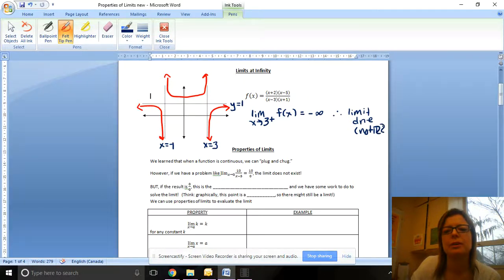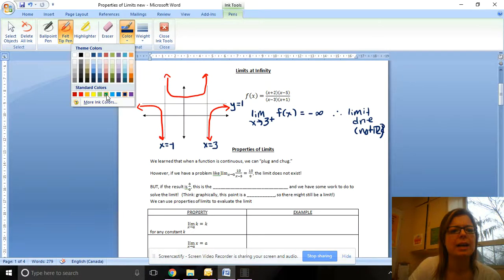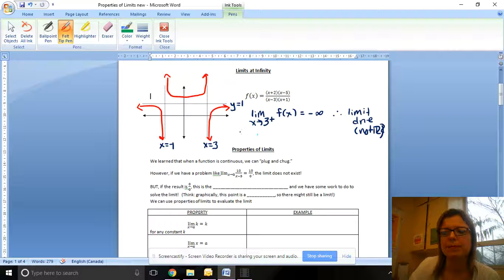Okay, but let's take a look at what about the limit as x approaches infinity. This we are allowed to talk about. The limit as x approaches infinity of f(x). So as x approaches infinity, the function is approaching 1. You can see that it's approaching the horizontal asymptote. So this limit does exist.